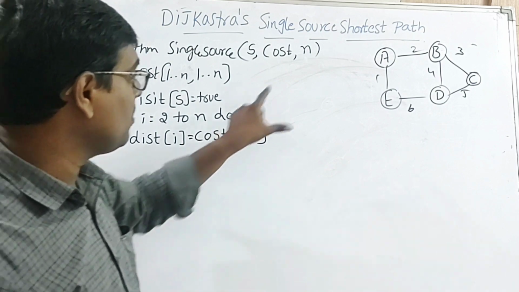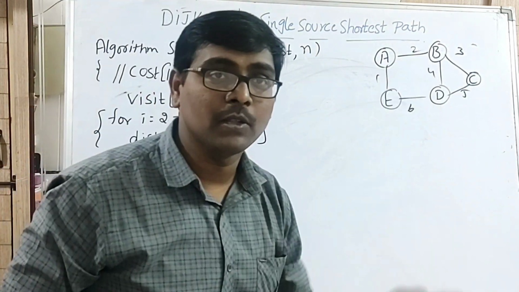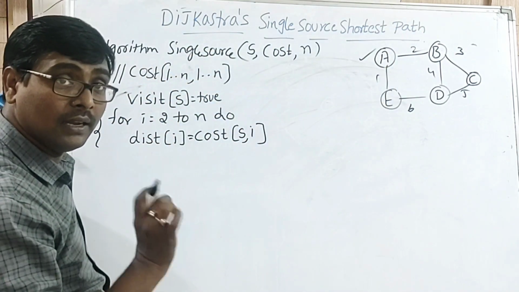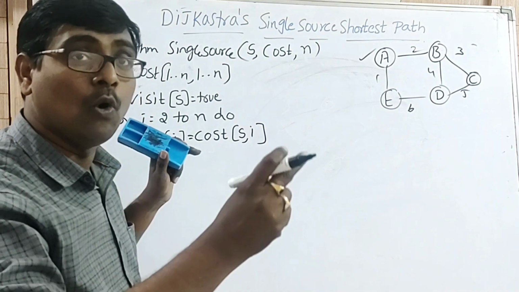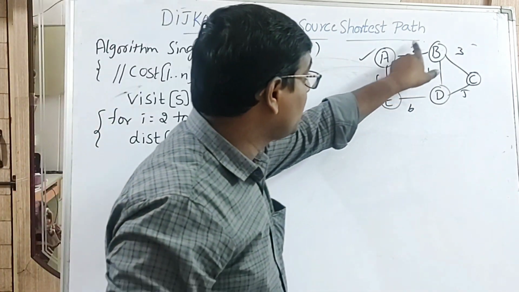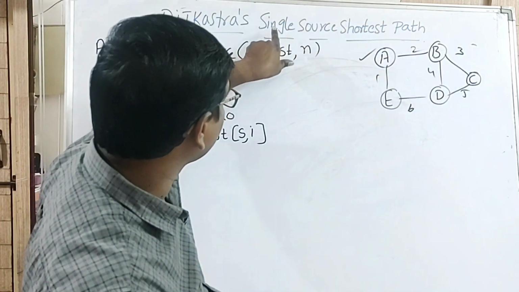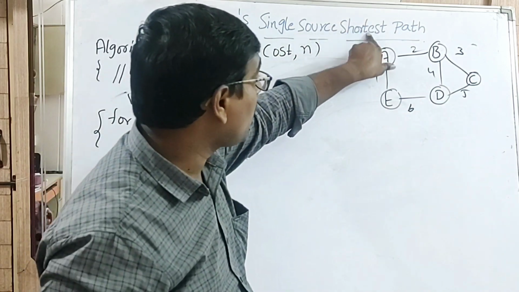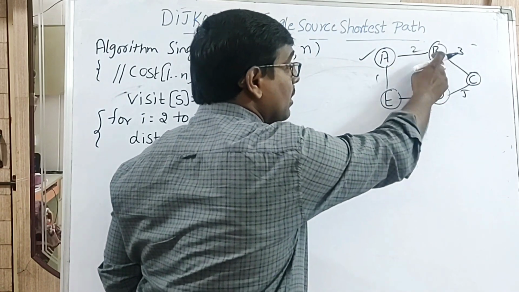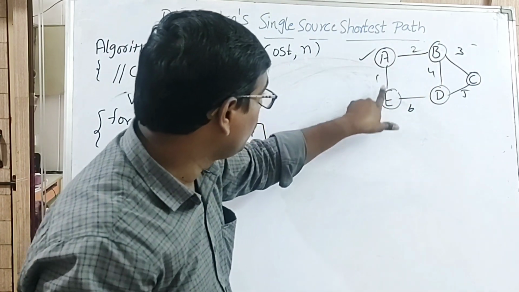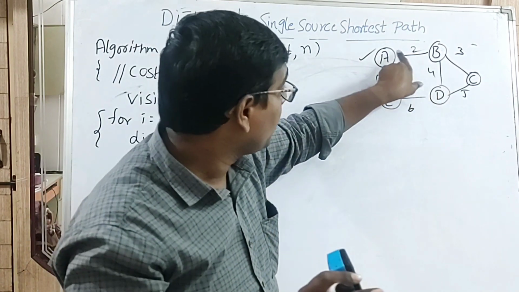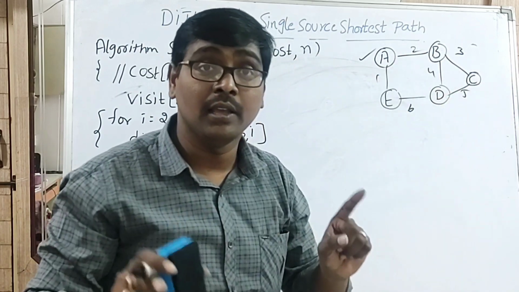So in the first step, I assigned the direct values from the source vertex. After that, you need to select one more vertex with minimum cost. My program is single source shortest path. A to B, the value is 2. A to E, the value is 1. A to D, the value is infinity. A to C, the value is infinity initially.